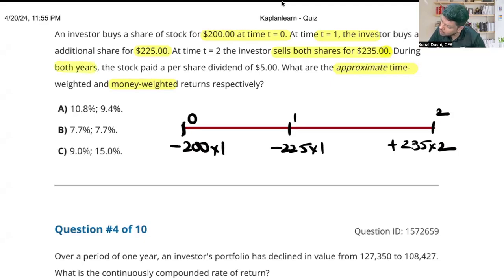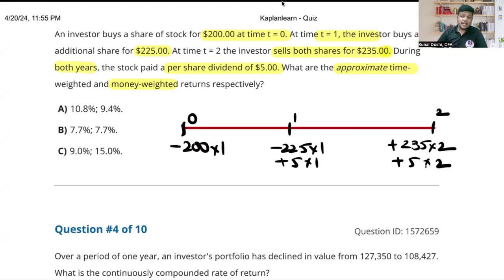During both years, the stock paid a dividend of 5 per share. Both years means at the end of the first year, I got 5 for 1 share. At the end of the second year, I got 5 for 2 shares, because by the end of the second year I had 2 shares. Everyone understanding the cash flows? Clear? Yes or no?